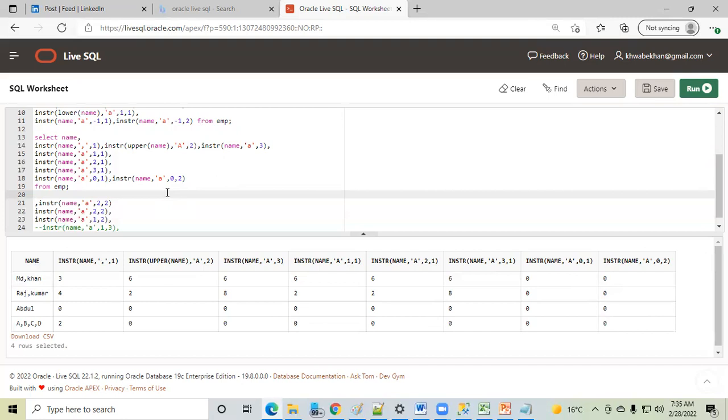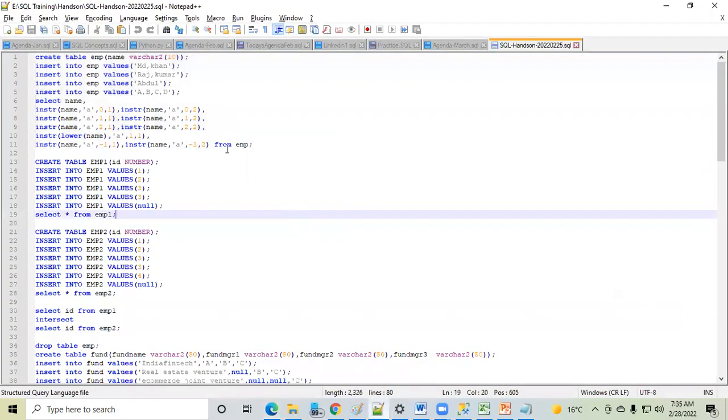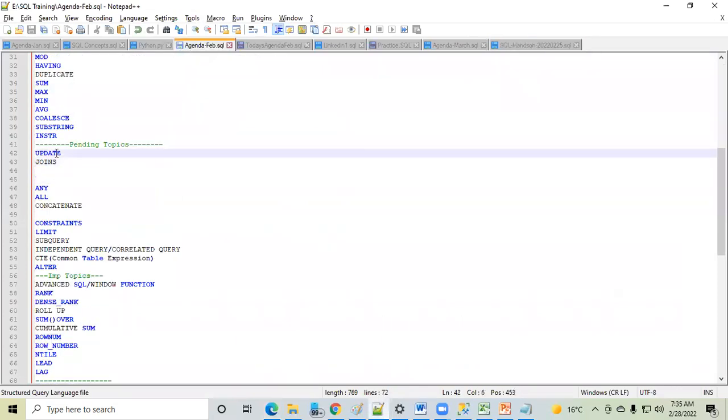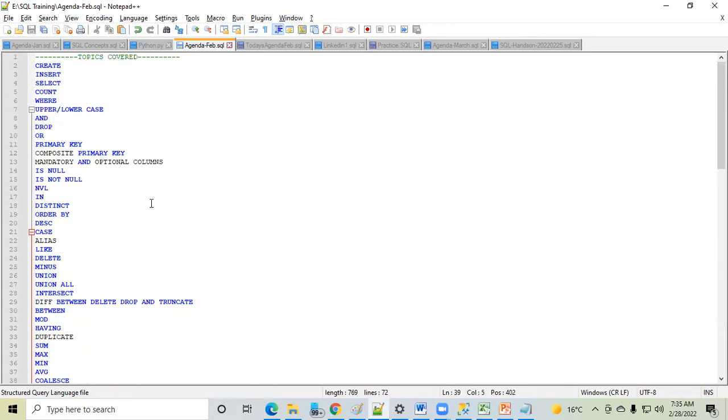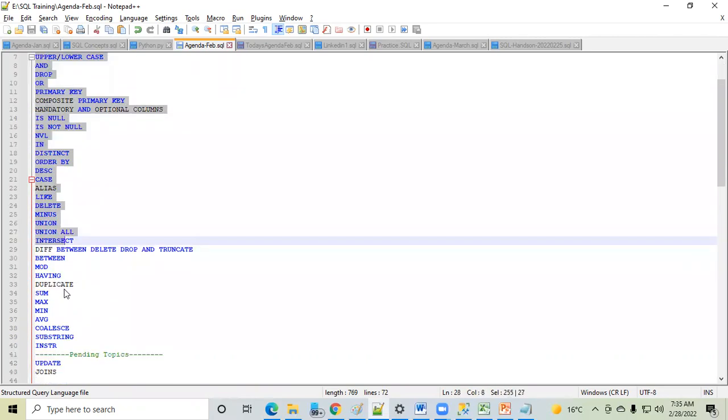Perfect. I will give you assignments today based on this, so I will request everyone to work on that. So this is done. See guys, I will share this with you. Today, this is the topic I have covered so far. If you think any of this topic has not been covered or you have any confusion, please let me know.